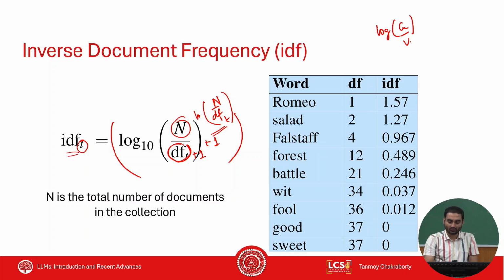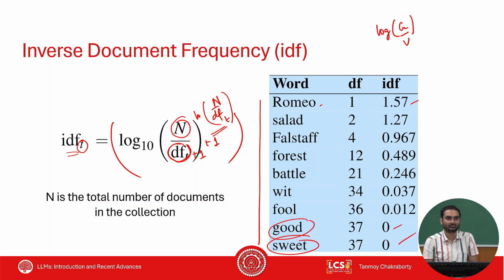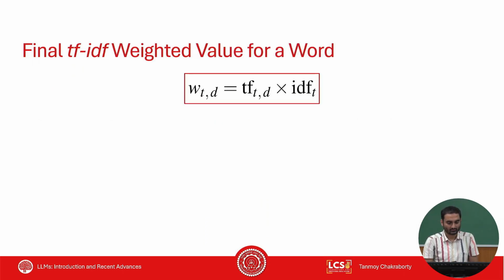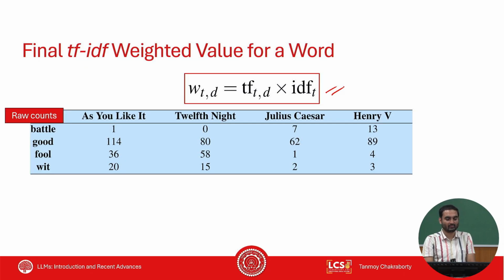Okay, now look at the IDF value of the different words. The word Romeo has the IDF value of 1.57, whereas the words good or sweet, which occur frequently in all the documents, have IDF values of 0. So you are penalizing those words which appear in all the documents. Okay, so the combined version of this metric is TF IDF, where we multiply TF with IDF. Right, so this is the formula of TF IDF.